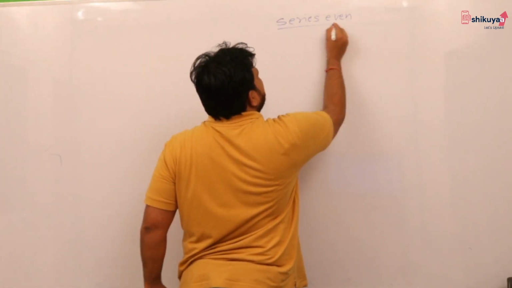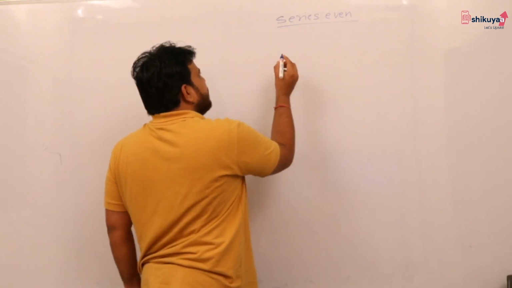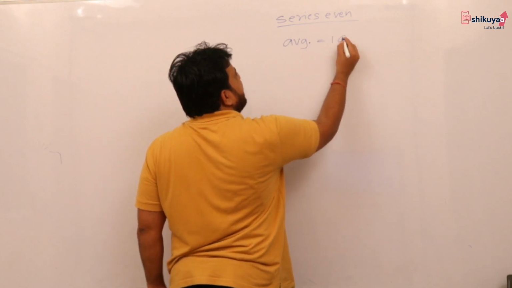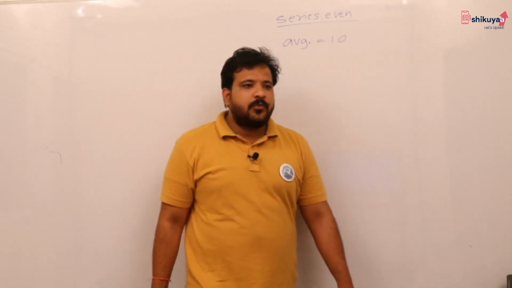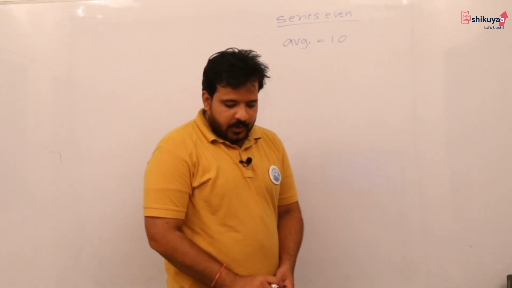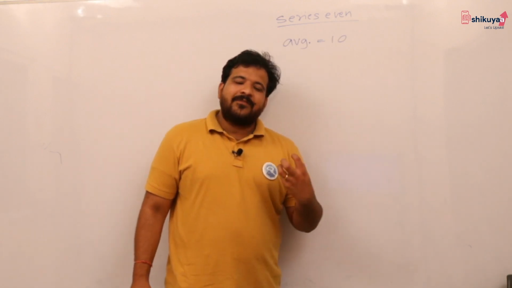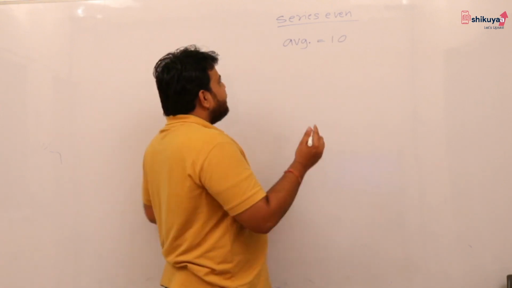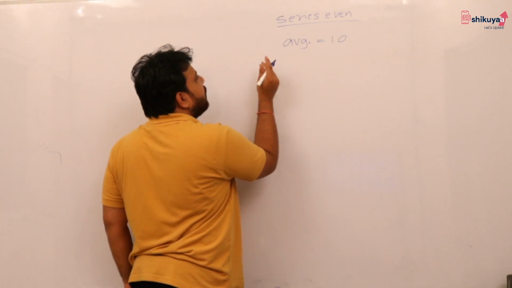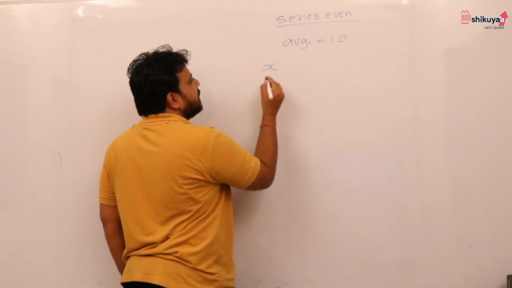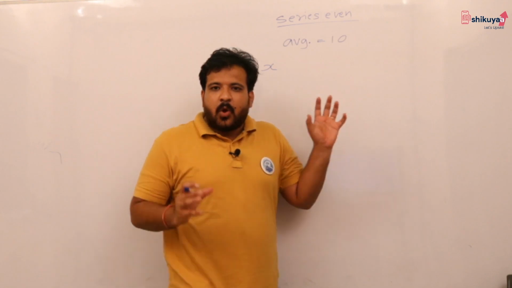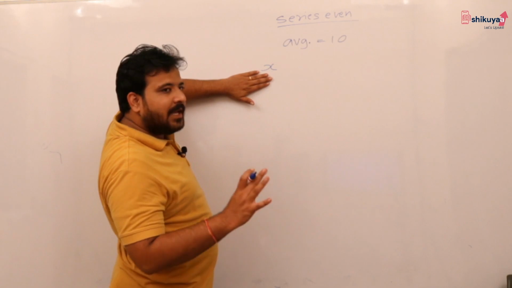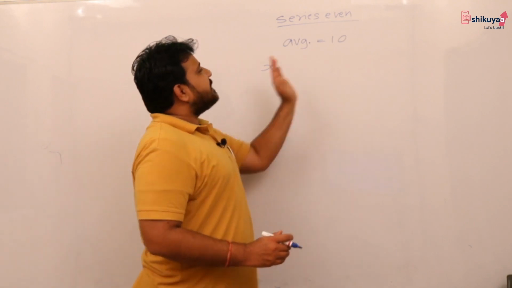There is a series of even numbers, and the average of these seven numbers is 10. Am I right? This is given to us. Hopefully the board is visible to everybody. Now, whenever we have some unknown values with us, we have to assume the initial number, the first number, as x. This is the approach that a normal student is going to think, that he will assume the first number as x. Now, what will be the next number in the series?